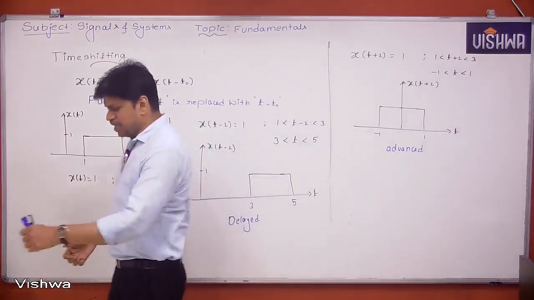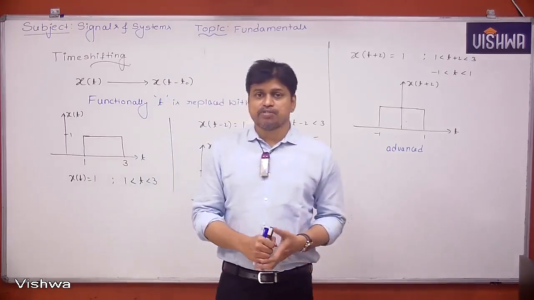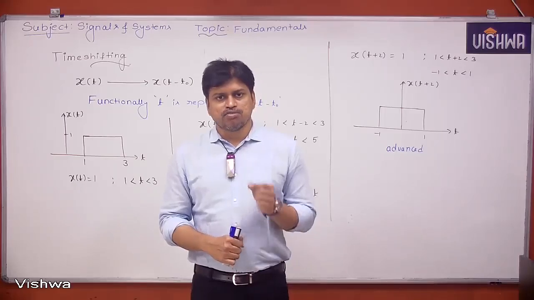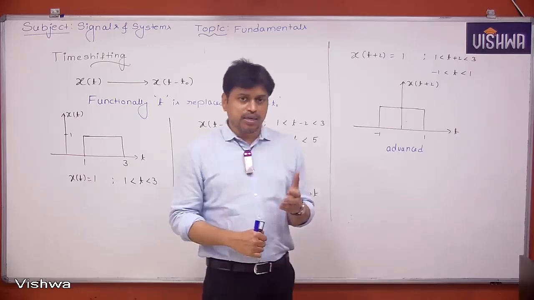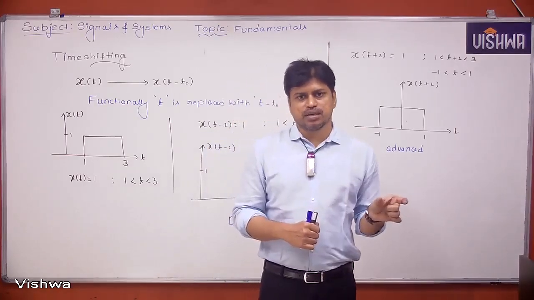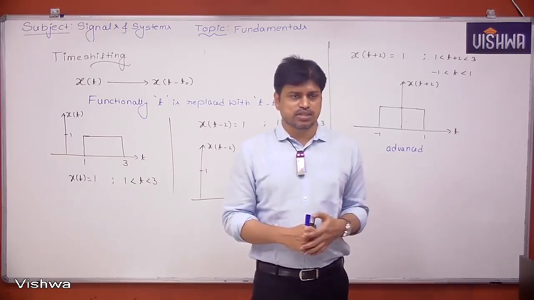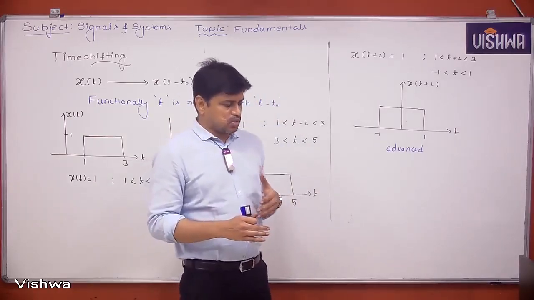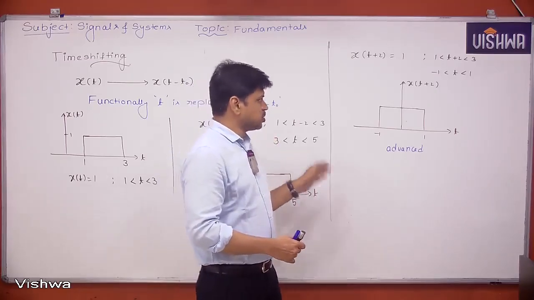Suppose somebody has given: if the signal is delayed by 4 seconds, that means functionally t has to be replaced with what? t has to be replaced with t minus 4, and the graph has to be shifted rightwards by 4 seconds. That's the meaning of it. So delay means rightwards and advance means leftwards. That's the meaning of it. Okay.